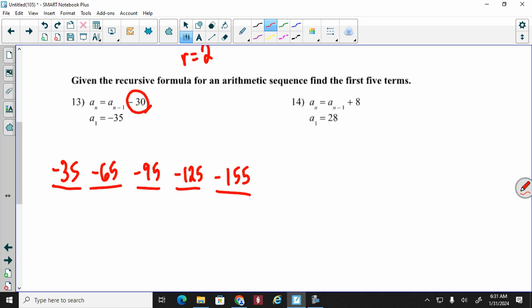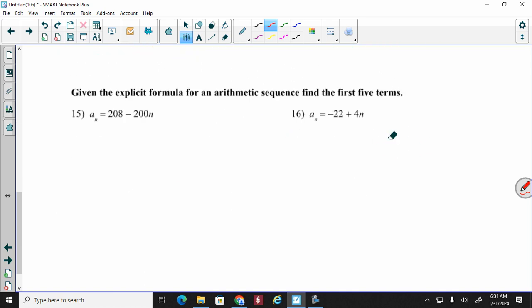On the next one here, the answer is 28, 36, 44, 52, and lastly 60. Same exact way, those are your answers. All right, question number 15, it says, given the closed form formula, find the first 5 terms.